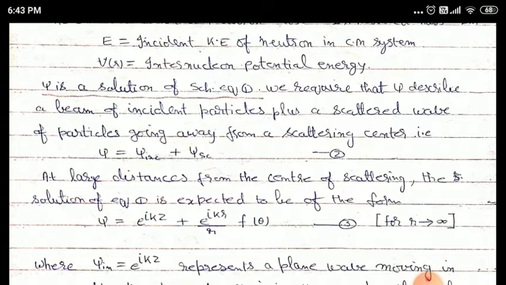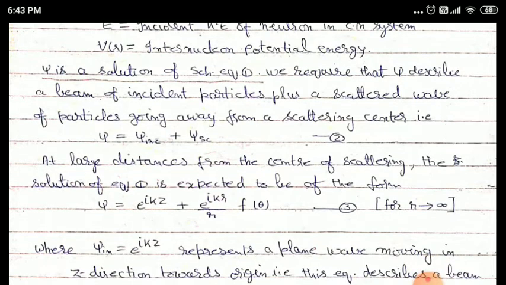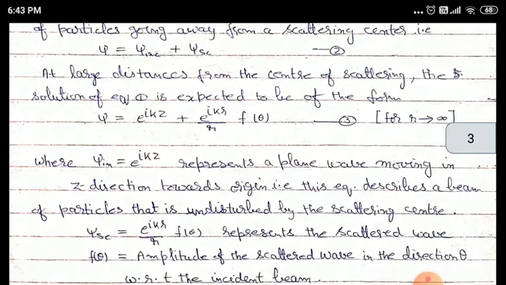And since we are treating this at a large distance from the scattering center, this equation is for r tends to infinity. Here psi incident is equal to e raised to power i k z, as I told you earlier. This represents a plane wave moving in z direction towards origin. That is, this equation describes a beam of particles that is undisturbed by the scattering center.